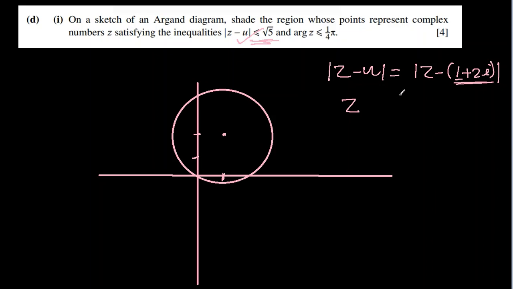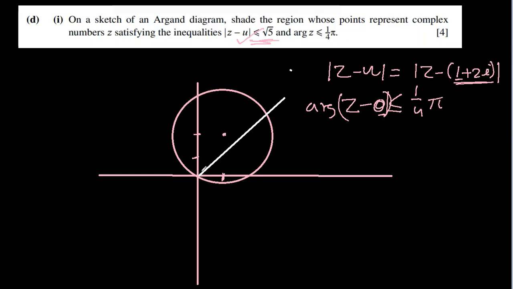The second one is argument of z is less than or equal to 1/4 of pi. So can I write this z as z minus 0? Because whenever we have just z, we should write z minus some number, but because there is nothing after that, we'll take it to be 0. That means from the origin there will be a line. This is a half line and we'll get a line which is 45 degrees, pi by 4, from the origin. This is what we got.